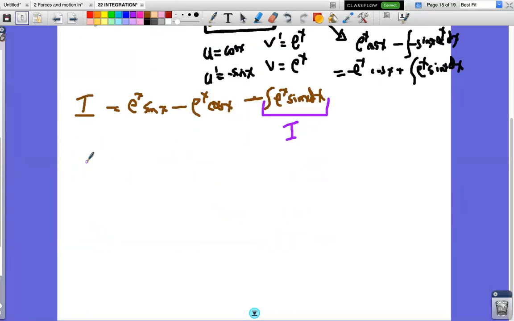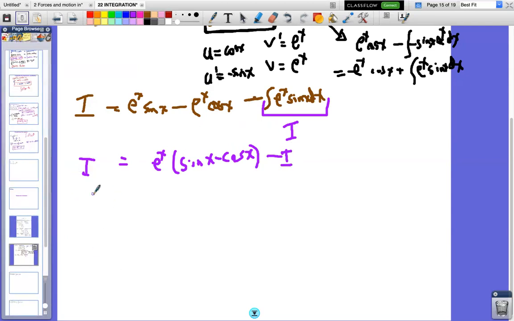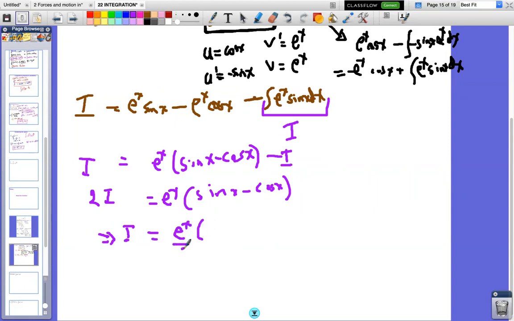Now this means that I is equal to, I'll factor out e raised to the power x, e raised to the power x into sine x minus cos x, minus I. And then I can send the I to this side. So 2I will be e raised to the power x into sine x minus cos x. That gives me I equal to e raised to the power x over 2 times sine x minus cos x. So I have solved the problem.